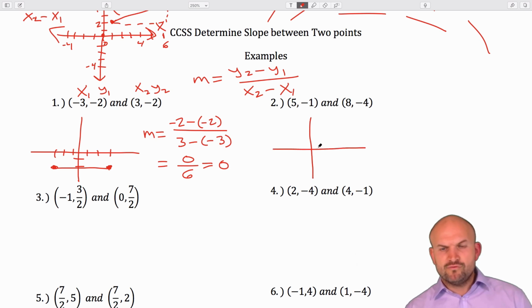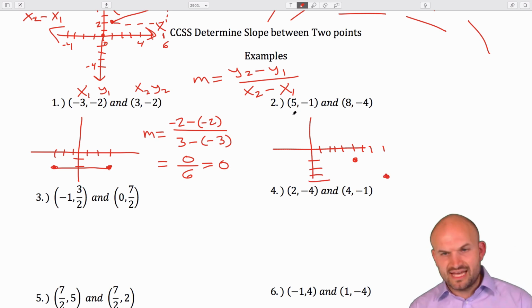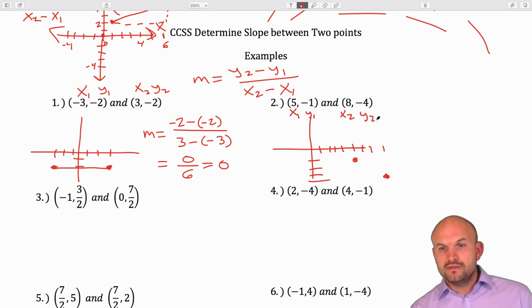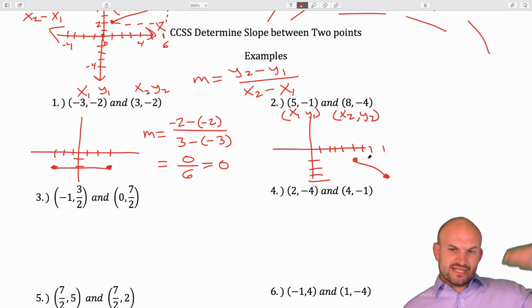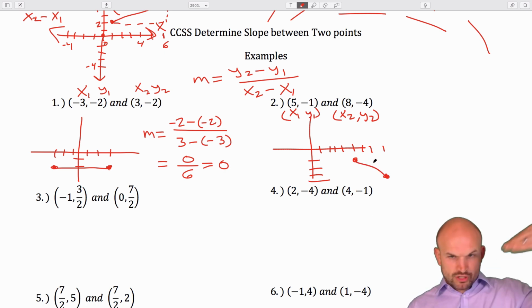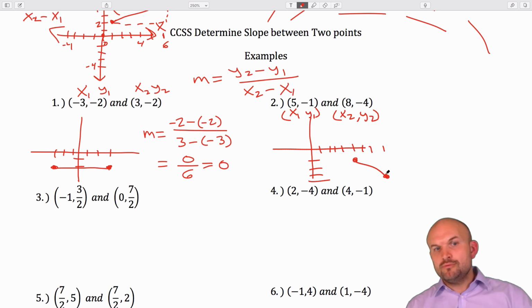So we have 5, -1, and 8, -4. Okay, so I'm just calling the point to the left x1, y1. You could really label them any way you want to. It doesn't really matter. But as we go from x1, y1 to x2, y2, you can see that we're falling, right? We're going down. So therefore, our slope is going to be negative.